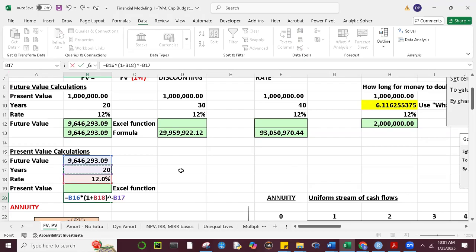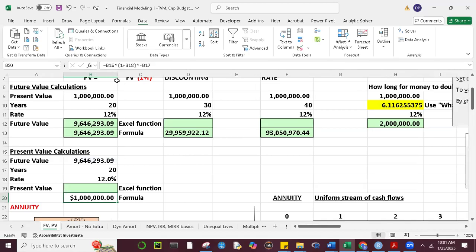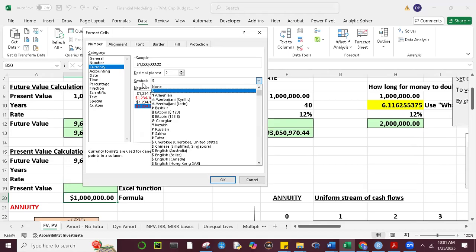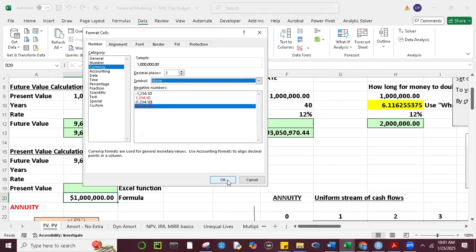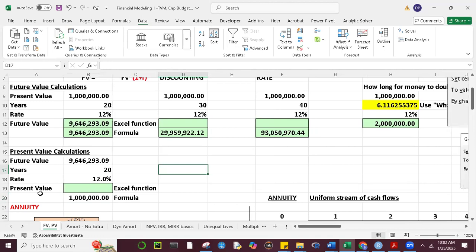Okay, the formula, class, is future value times 1 plus r raised to the negative t. Okay, control enter. Then you get 1 million, of course. Let me remove the dollar sign. Okay, so it's 1 million, as expected, class. As expected.